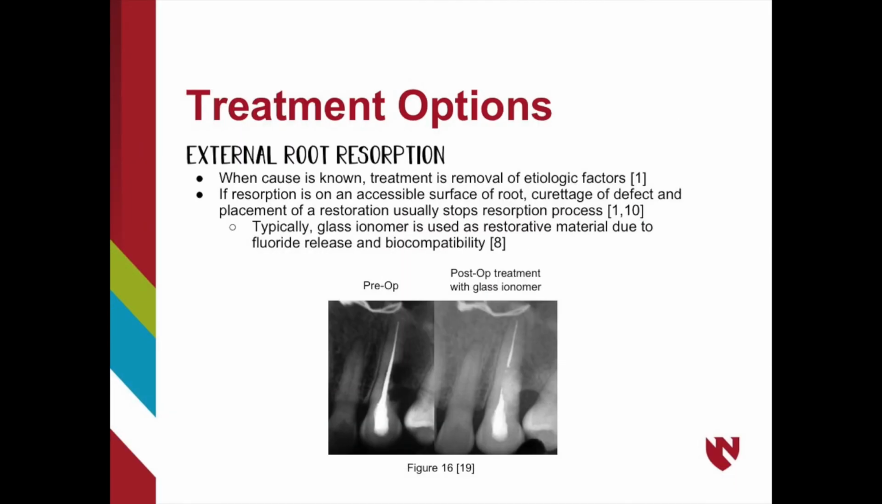In external root resorption cases where the cause is known, the treatment consists of removal of the etiologic agent. If the resorption is on an accessible surface of the root, curettage of the defect and placement of a restoration usually stops the resorption process. Glass ionomer is often used as a restorative material due to fluoride release and biocompatibility. Figure 16 demonstrates pre- and post-op treatment radiographs of external root resorption restored with glass ionomer.